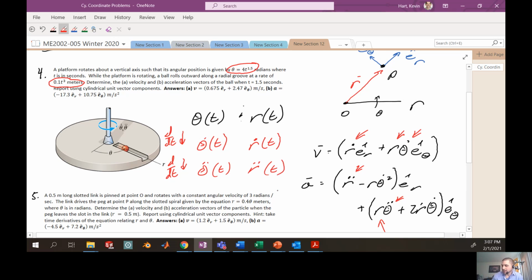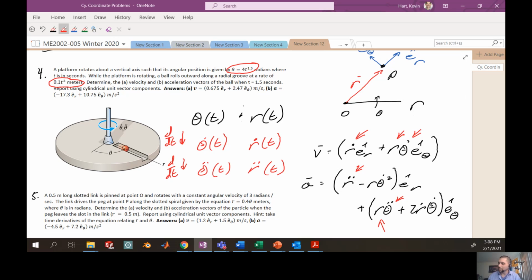So for problem number 4, these are pretty straightforward. You'll have to figure out a time derivative for t to the 1/2 or 1.5 power, which should be rather simplistic if you've done some calculus. And here we have a t to the 3rd, so this is a typical kind of polynomial derivative, so that should be pretty straightforward.